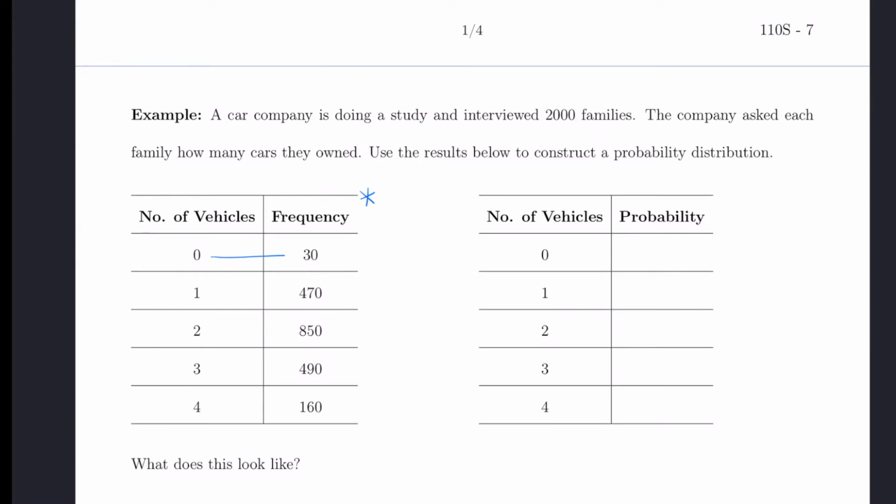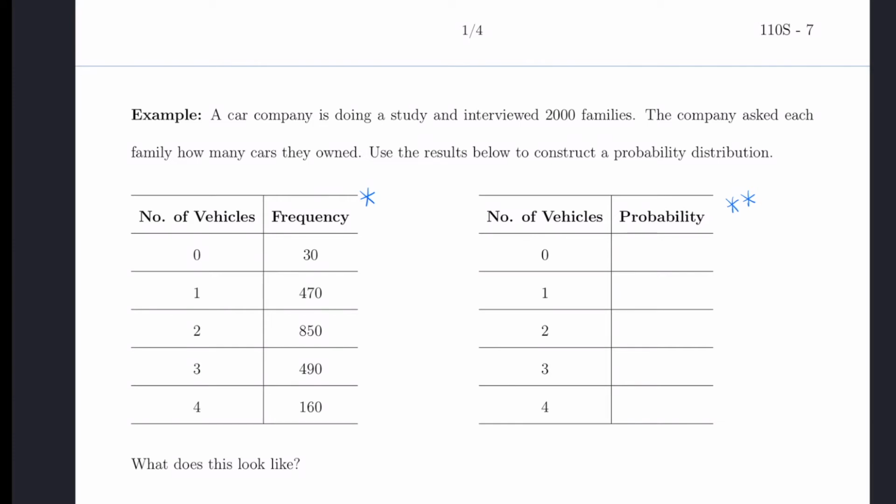And we are asked to find the probability of a family not having a car. So what is the probability that a family has no cars, or what is the probability that a family has one car? That's what we're going to do in this table here, right? To find the probability that a family does not have a car, we're going to use that relative frequency rule that we learned when we were learning probabilities.